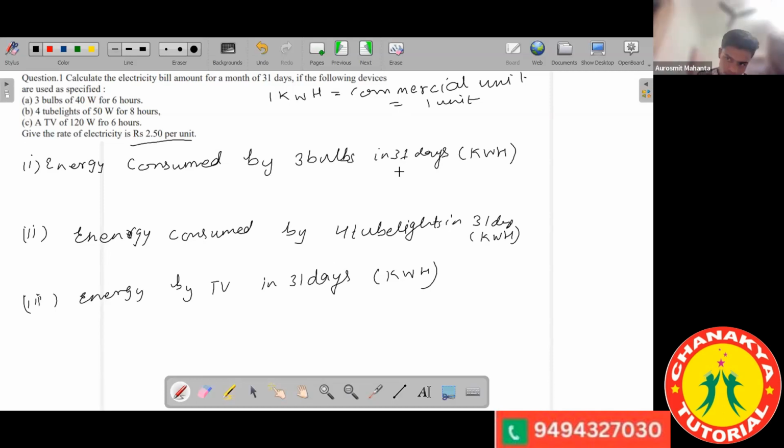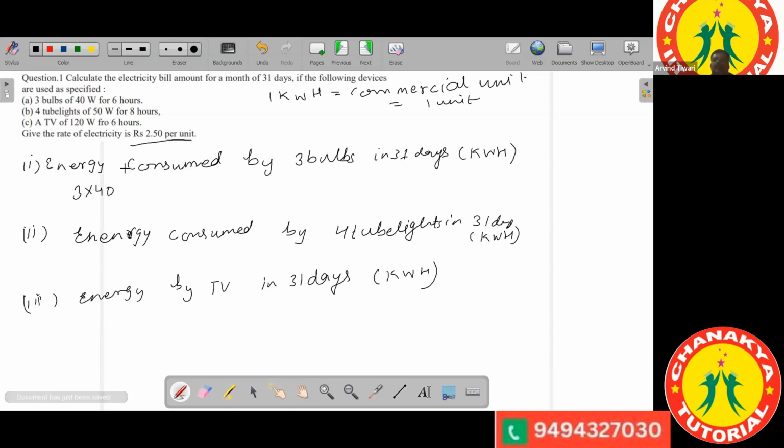Yes, sir. Okay, see. You have three bulbs of 40 watt each. So power of three bulbs will be 3 into 40, multiply by 6 hours and multiply by 31 days. But this has to be taken in kilowatt, so therefore divided by 1000. So this is the energy consumed by the three bulbs.